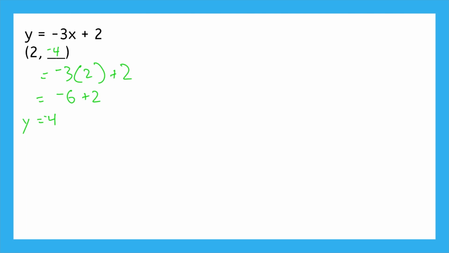Proving it is pretty easy. We've already substituted 2 for x and simplified the right side. So if we just plug in negative 4 for y, we get negative 4 equals negative 4. So sure enough, the second part of our ordered pair has to be negative 4.